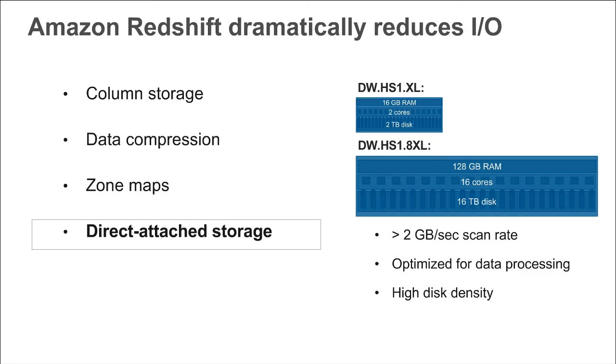Direct attached storage. Redshift uses direct attached storage that improves performance as well. You get high performance because the disks are directly attached, and you get high disk density as well. All these characteristics make Redshift a very popular data warehouse platform, where you can not only get high performance, but also store and leverage Redshift for your data warehousing requirements.